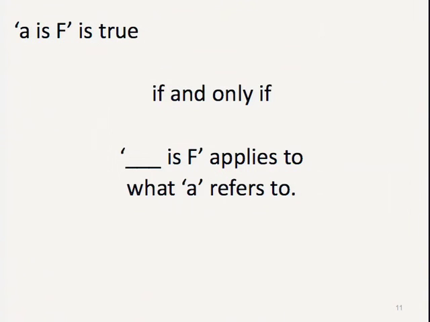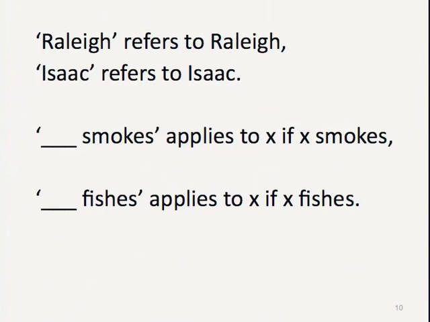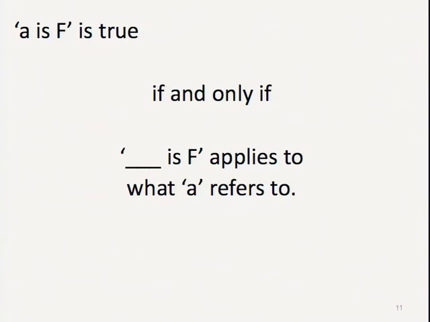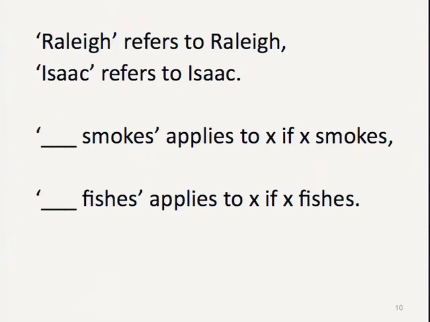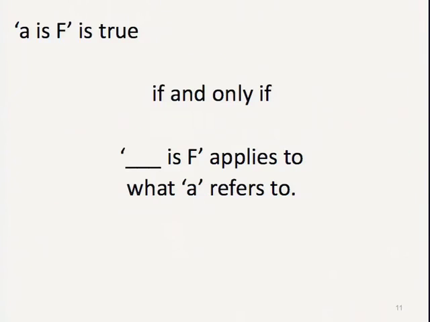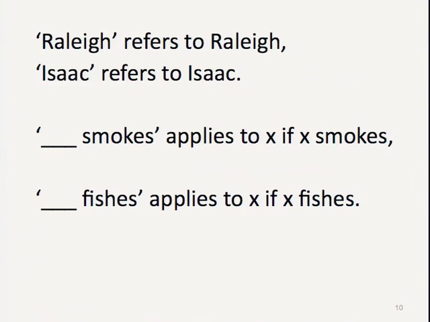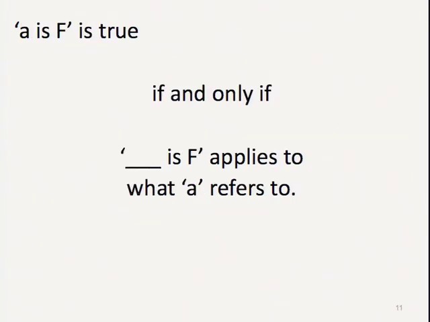A pleasure, yes. Okay, so we've got these axioms, and we're going to figure out what it takes for Rolly fishes to be true. Well, this tells you Rolly fishes is true if and only if the predicate fishes applies to what the name Rolly refers to. What does the name Rolly refer to? Well, it refers to Rolly. So this sentence is true if and only if fishes applies to Rolly. What does it take for fishes to apply to Rolly? Well, Rolly must fish. So what A refers to is Rolly, and fishes applies to that Rolly just in case Rolly fishes. So what we figured out here is that the sentence Rolly fishes is true if and only if Rolly fishes.